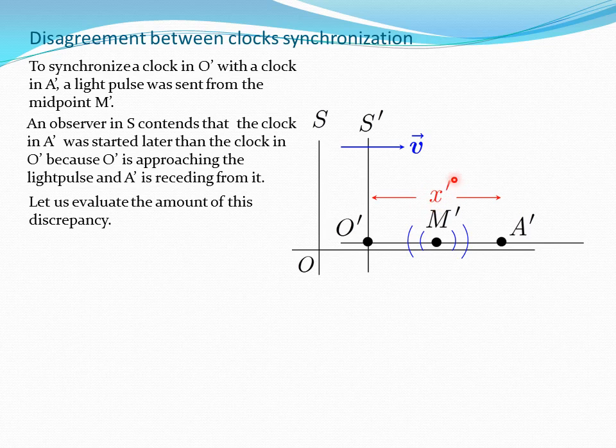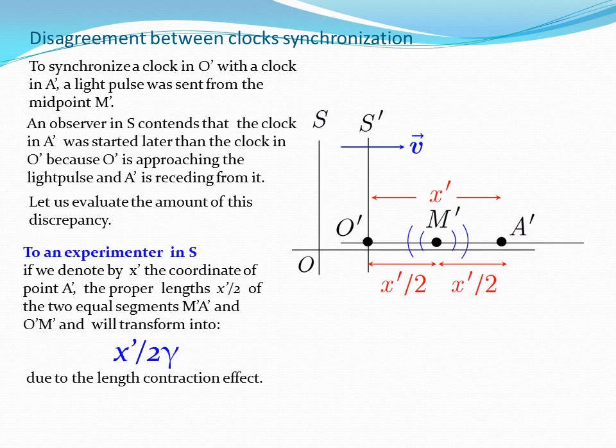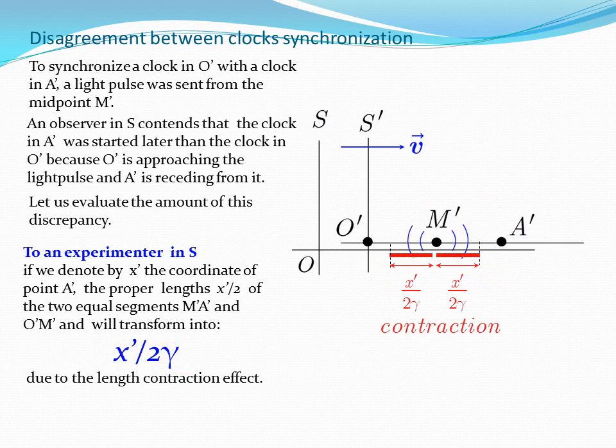We'll denote by x' the length of the segment O'A'. Of course, half the segment is x' over 2. To an experimenter in S, there is a length contraction effect along the direction of the speed, so that this length will transform into a shorter length, x' over 2 gamma, namely we divide x' over 2 by the gamma factor. And here the two halves of the segment are contracted.